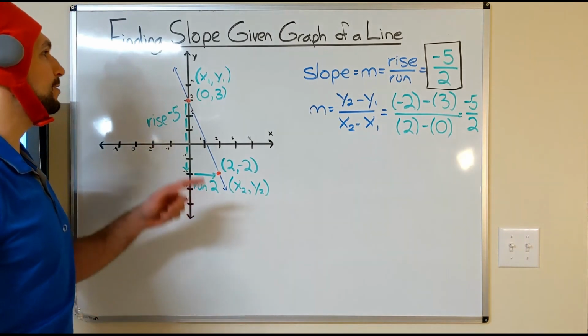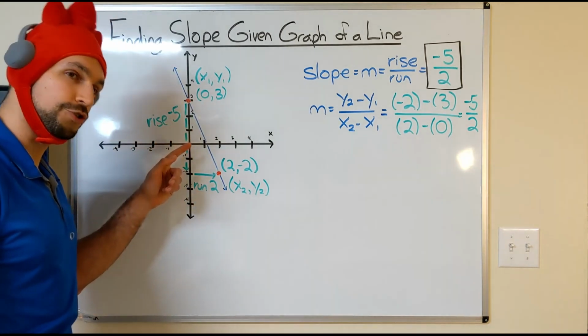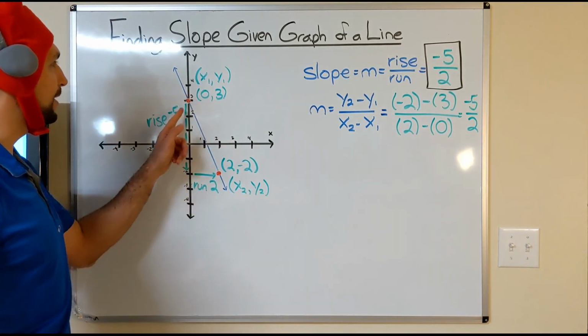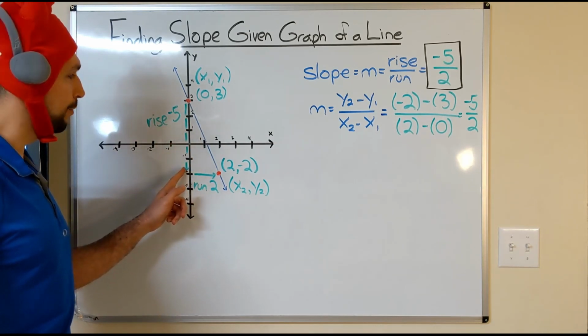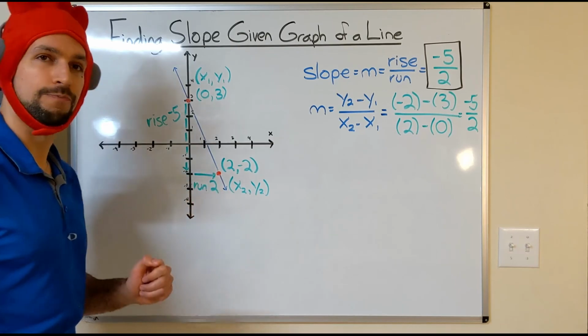Again, we can double check this. Our rise over run should be negative 5. So down 1, 2, 3, 4, 5. Over positive 2. We're running to the right 1, 2.